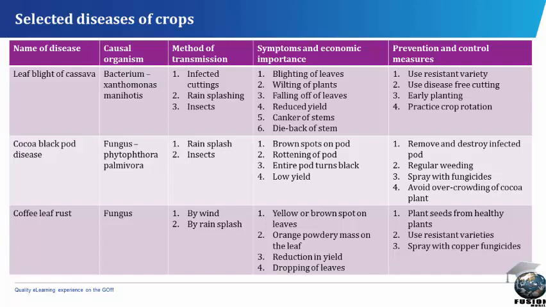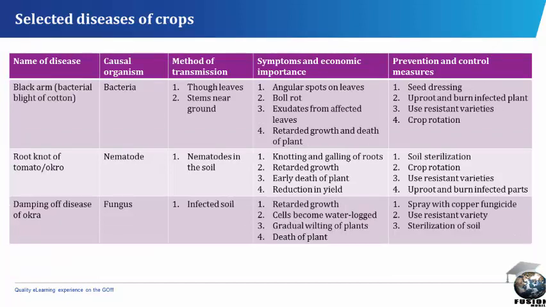9. Coffee leaf rust. Causal organism: fungus. Method of transmission: by wind and by rain splash. Symptoms and economic importance: yellow or brown spots on leaves, orange powdery mass on the leaf, reduction in yield, dropping of leaves. Prevention and control measures: plant seeds from healthy plants, use resistant varieties, spray with copper fungicides.